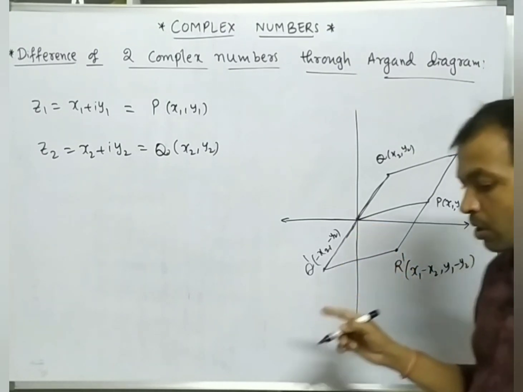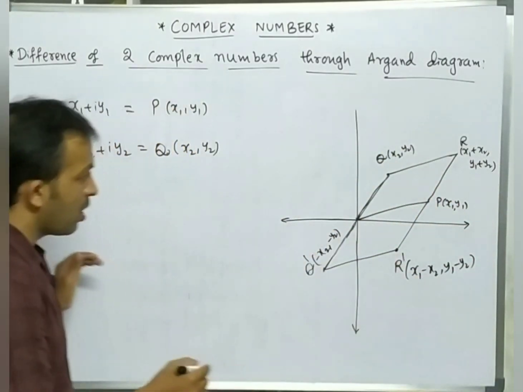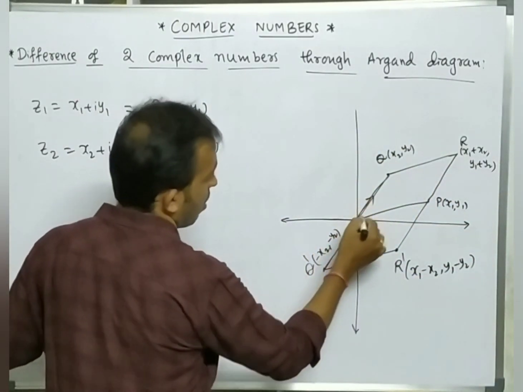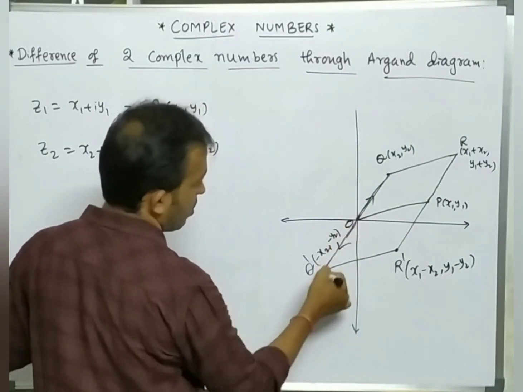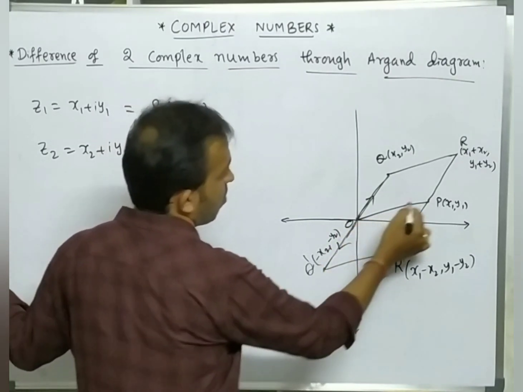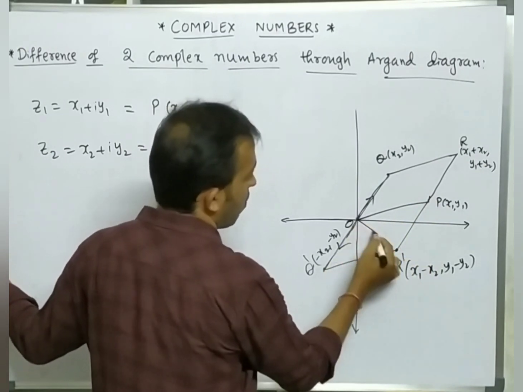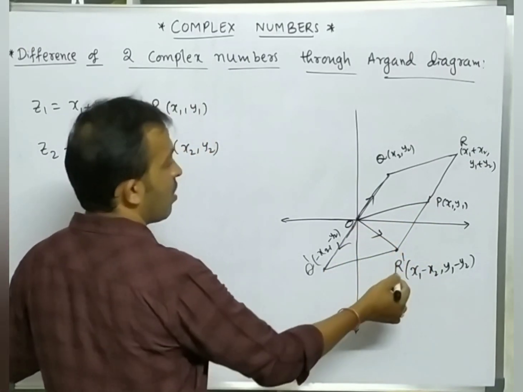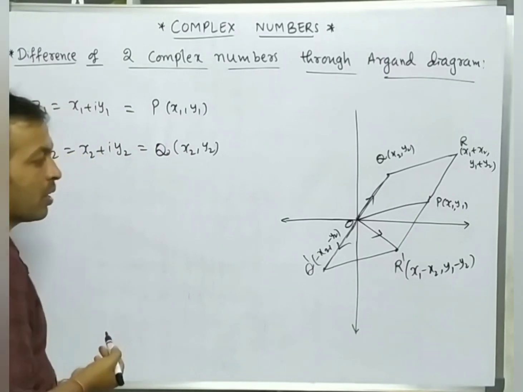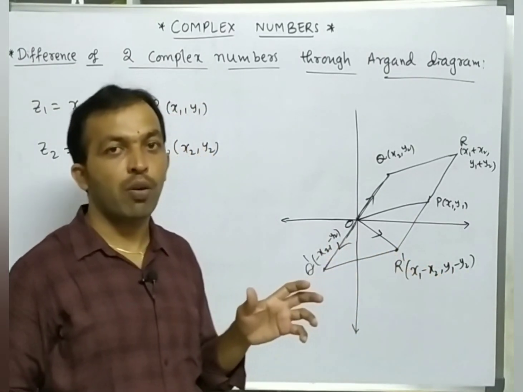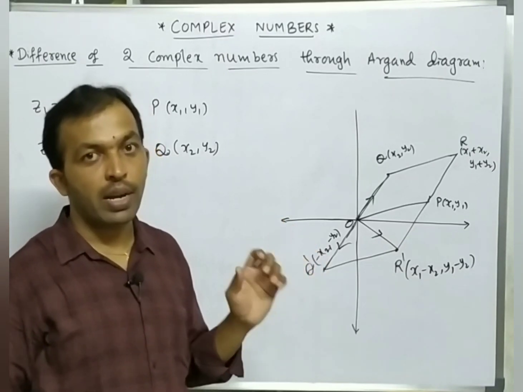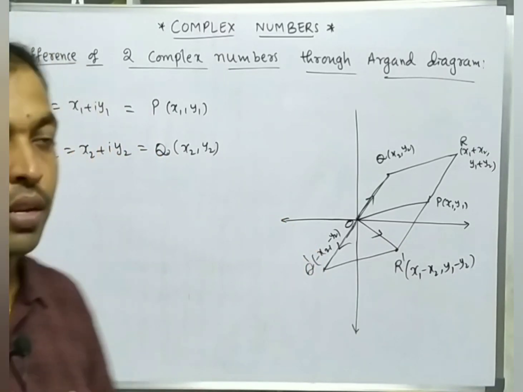So this we can perform by using the parallelogram law. Here the concept is this is OQ and this is OQ dash. By using this parallelogram we can find the R dash coordinate as (x1 minus x2, y1 minus y2) by using the parallelogram law. So in this way we can find the difference of two complex numbers.